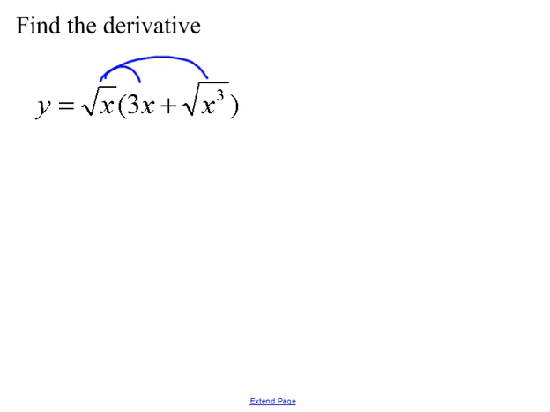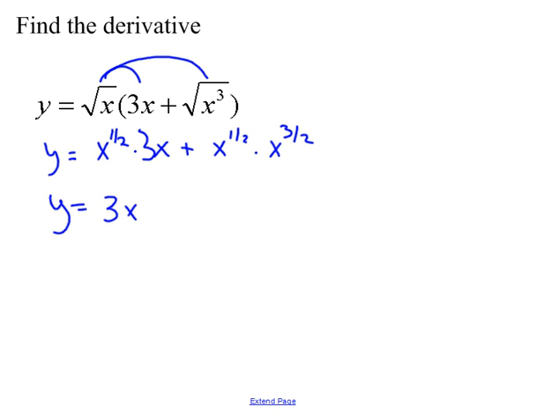Okay, so if I do that, I'm going to rewrite this as x to the 1/2 times 3x plus x to the 1/2 times x to the 3 halves. Okay, and now I know that if I'm multiplying, I go ahead and add powers. So 1 plus 1/2 is 3 halves. 1/2 plus 3 halves is going to be 4 halves, right, or 2. Okay, so have I taken the derivative yet? No, I've just simplified it differently so I can easily use the power rule.